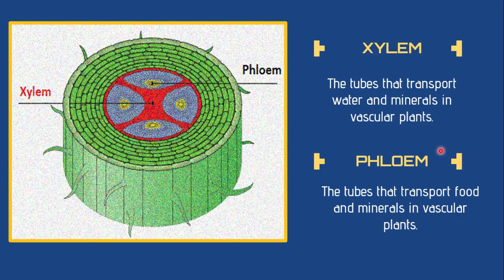Then we have the phloem. The phloem is the tube that transports food and minerals in vascular plants. You need to be careful with this because the phloem is the yellow part of the stem. As you can see here, the phloem is what transports the food and minerals, and the xylem, which is the red part, are the tubes that transport water and minerals. So you have to be careful: xylem with water and phloem with minerals and food.